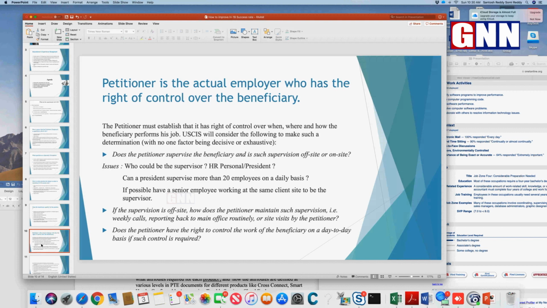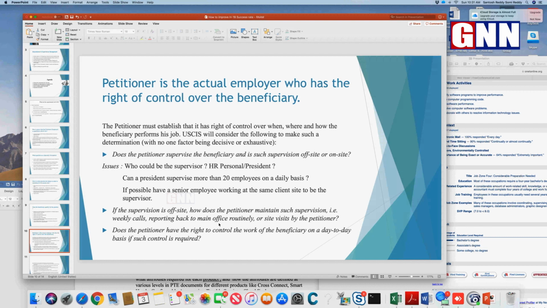Then we have to show that the petitioner is the actual employer who has the right of control over the beneficiary. So here there are a few issues that I have been seeing in the recent past. The supervisor cannot be HR personnel, because the supervisor should be able to really guide the beneficiary in performing the technical work. And an HR person, although they will be dealing with the employee on a regular basis, cannot be the supervisor.